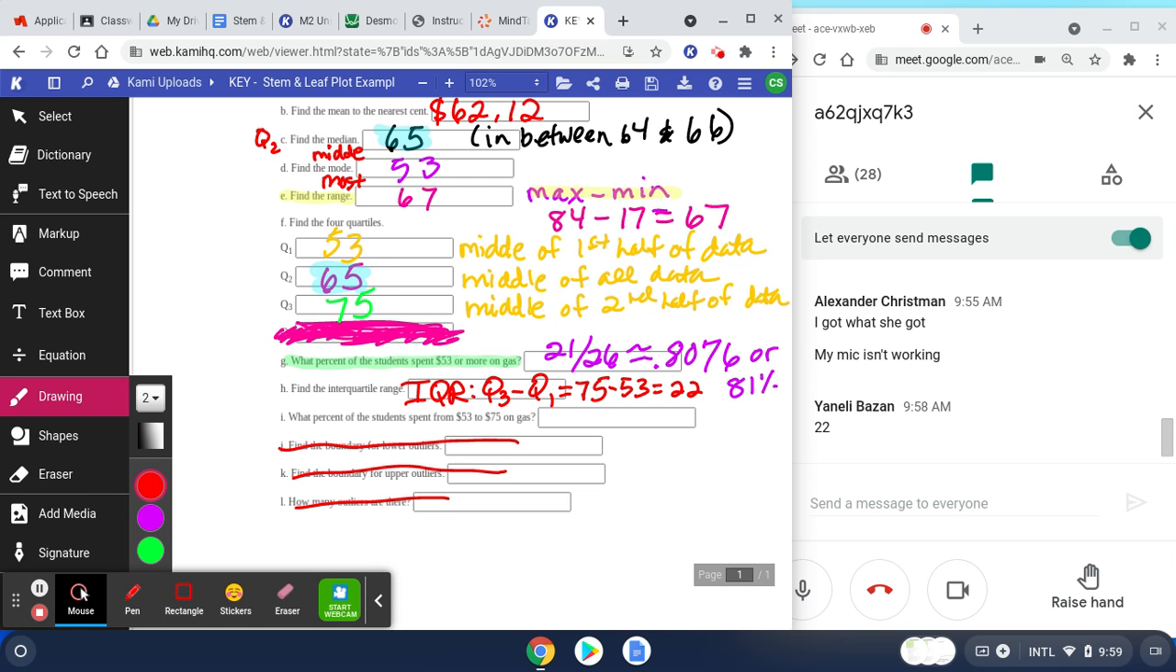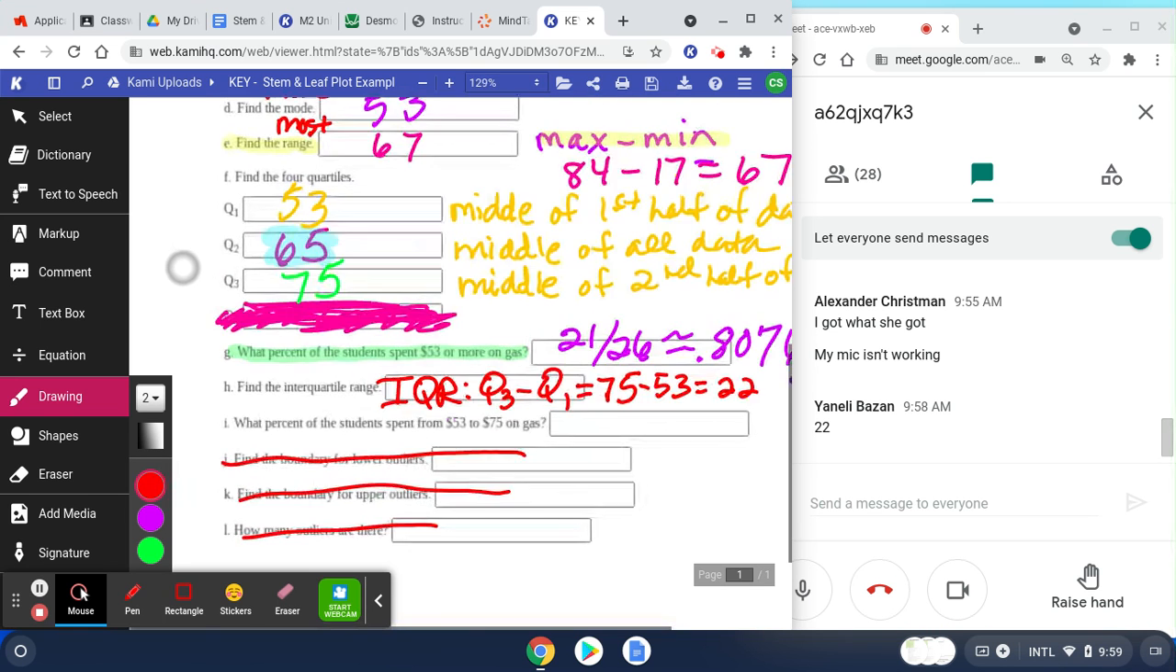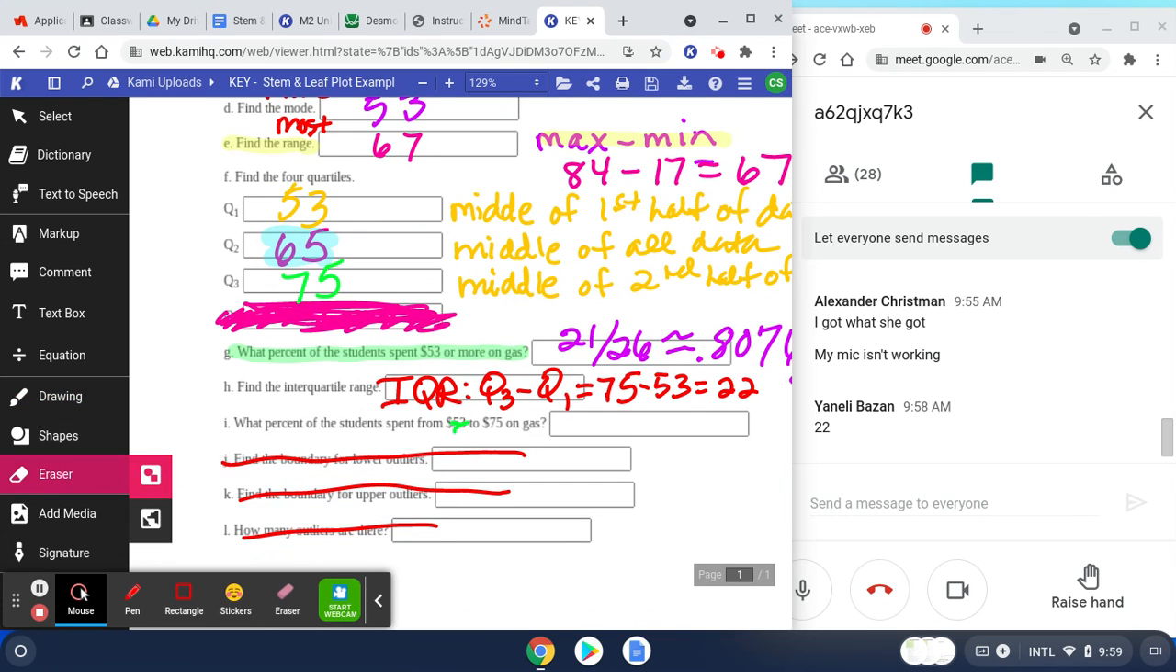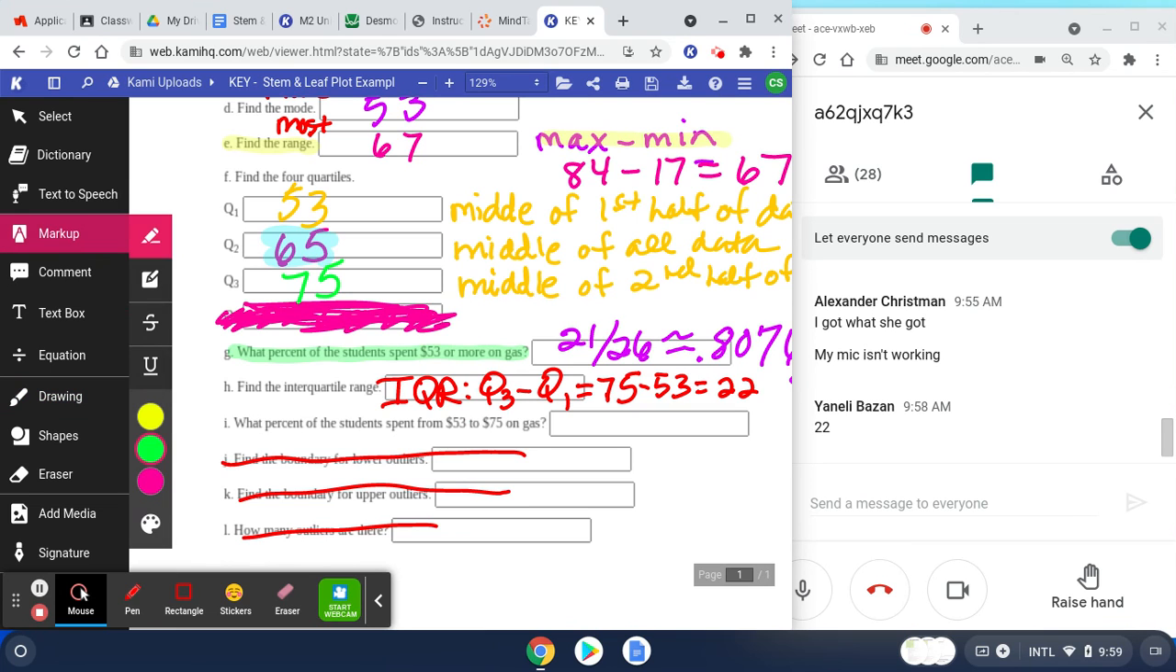Okay, last one I'd like you to try on your own is what percent of the students spent between 53 to 75. That means the 53s are okay. Count all the 53s, and up to the 75s, count those too. What percent of the students spent from 53 to 75?